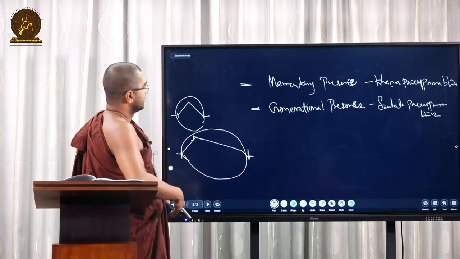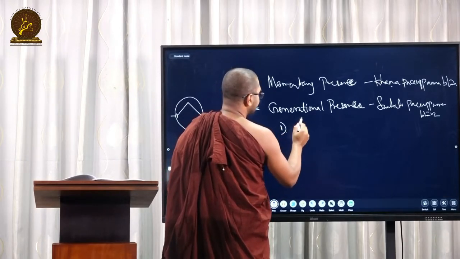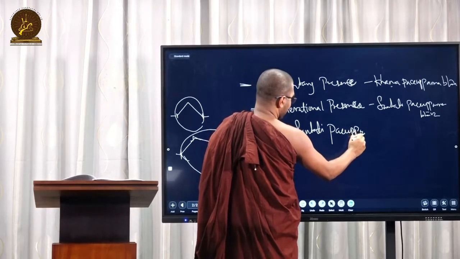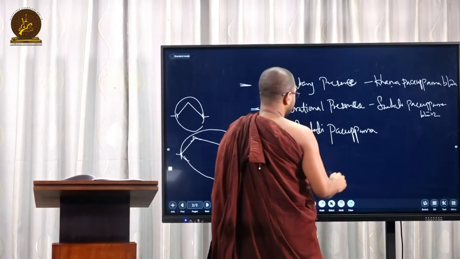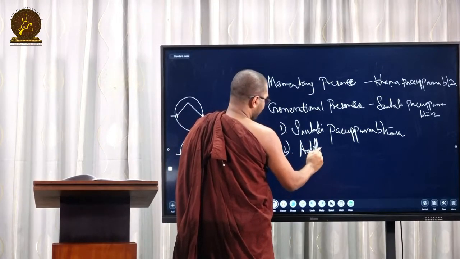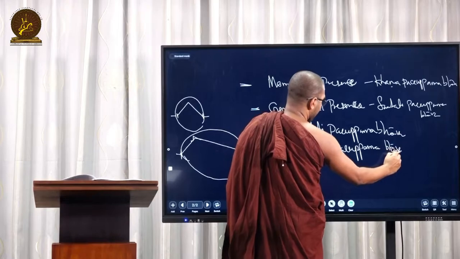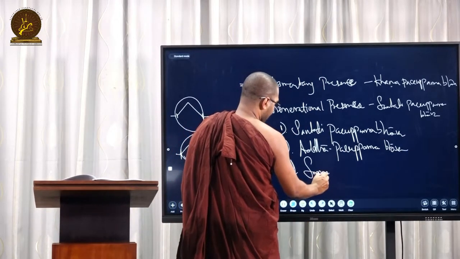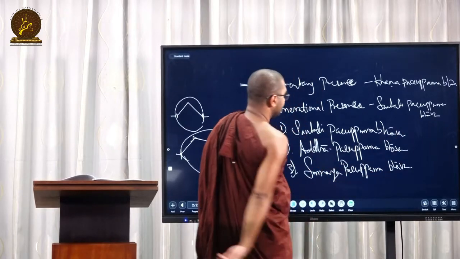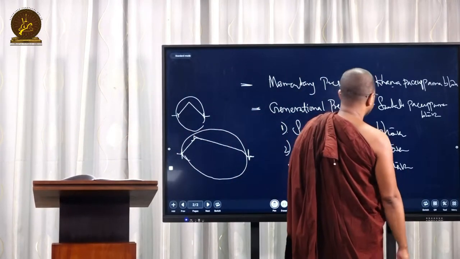The generational presence, santati pachupanna, is threefold. Here we are talking about the pachupanna bhava: santati pachupanna bhava, then adda pachupanna bhava, then samaya pachupanna bhava. So we are talking about presents. Anyway, you can apply it to the present reality as well.